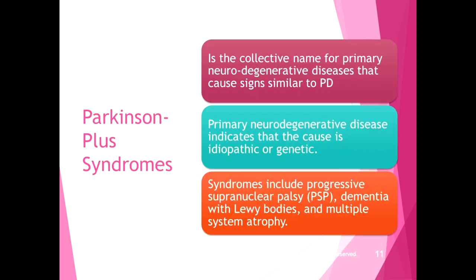So there's a collective name for primary neurodegenerative diseases that have signs similar to Parkinson's, but they are not Parkinson's. They're called Parkinson's plus syndromes. The reason they're classified with Parkinson's is because they have similar motor effects but different pathology and etiology, and also a different prognosis. Primary neurodegenerative disease indicates that the cause is idiopathic or genetic.